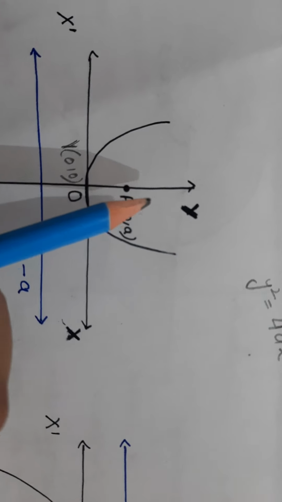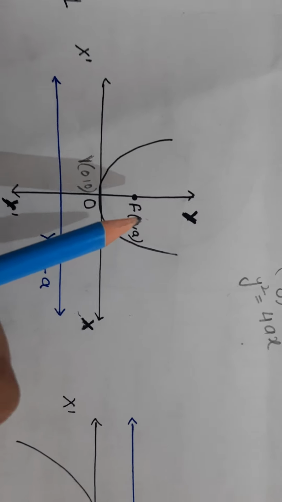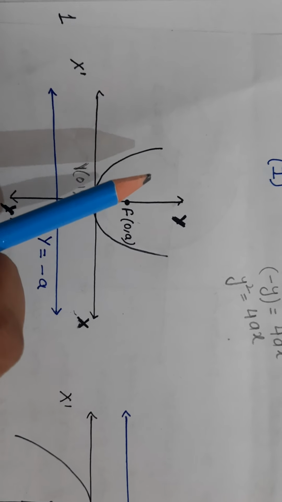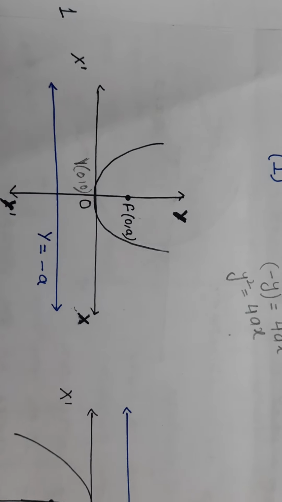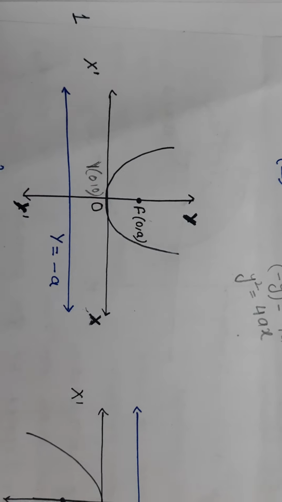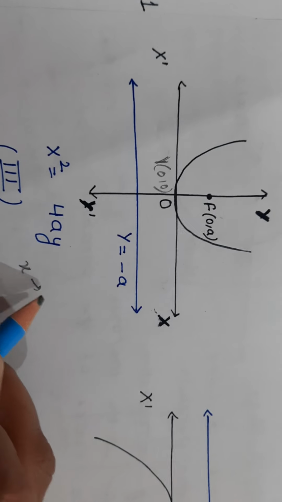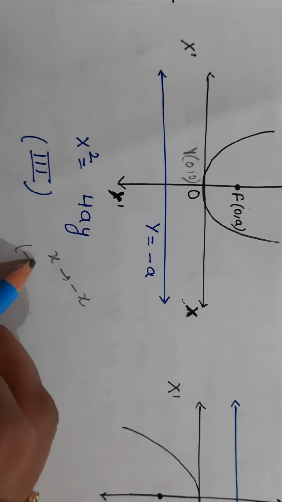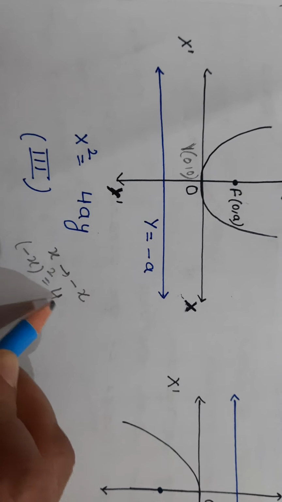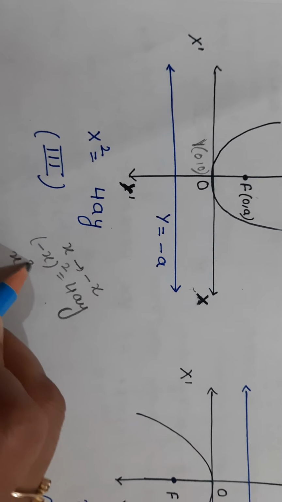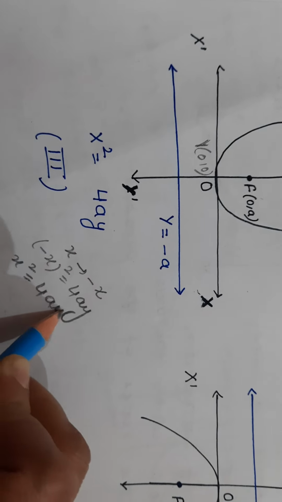Now, this parabola is symmetrical about the y-axis. The portion on the left and on the right-hand side of the y-axis is the same. You can check: replace x with minus x, and the curve remains the same. So this parabola is going to be symmetrical about the y-axis.